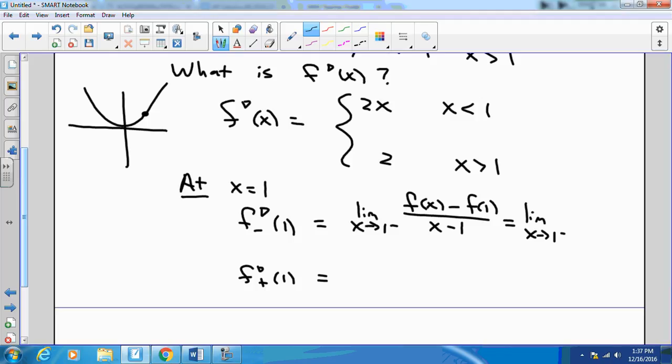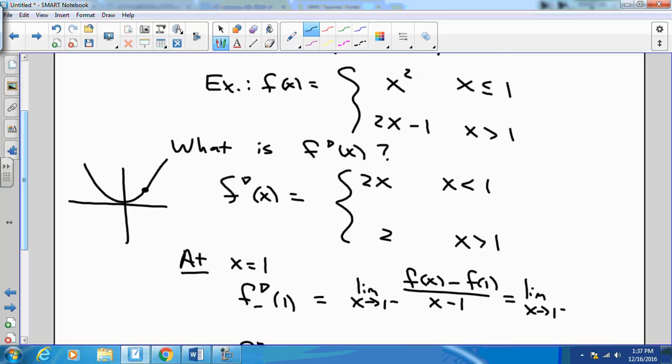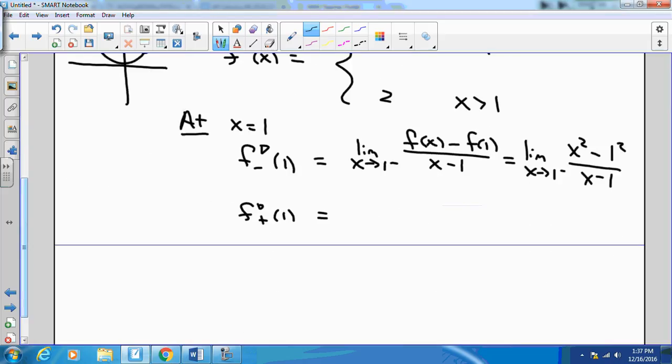For x's that are less than 1, what is f of x? X squared. For x equal to 1, what is f of 1? 1 squared. Not x squared, but 1 squared. Yep. And this limit you probably can do in your head by now because we have enough experience with limits. Check the form, 0 over 0, find the factor, cancel it, let x go to 1, what value do I get? 2. Yep.